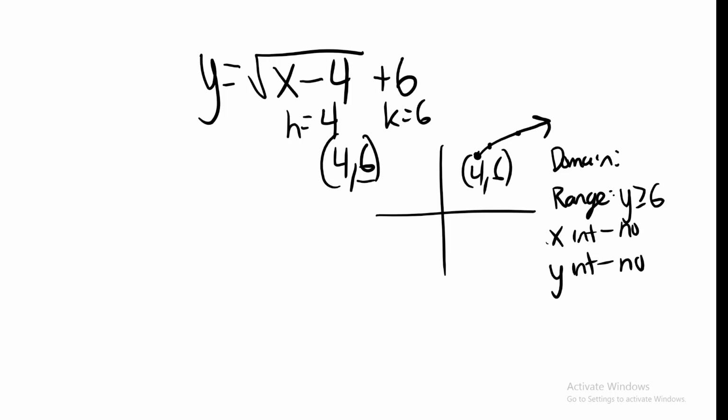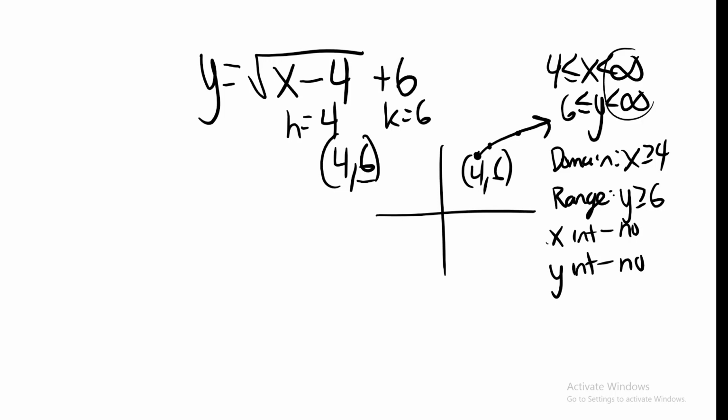And domain, x is greater than or equal to 4, because we're going up forever. It's also fine to write either of those as 4 is less than or equal to x is less than infinity, or 6 is less than or equal to y is less than infinity. You just don't need this less than infinity stuff if you don't want to write it. So that's domain, range, x-intercept, and y-intercept.